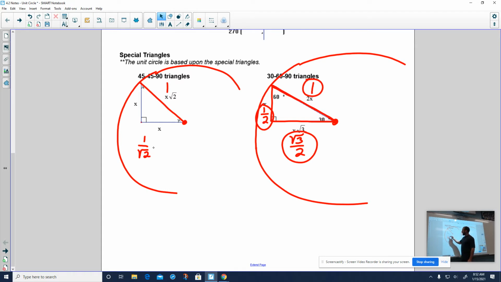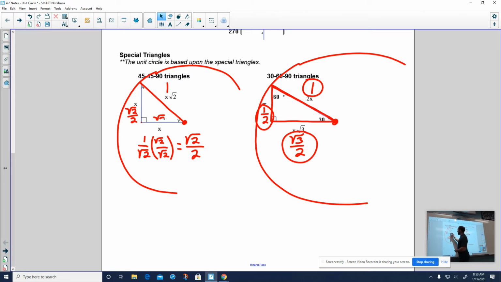All you have to do to do that is multiply by square root of 2 over square root of 2. And then you get square root of 2 over, that's multiplying straight across the top. The bottom, square root of 2 times square root of 2 is square root of 4, which is 2. So there is each leg of a 45, 45, 90 triangle.